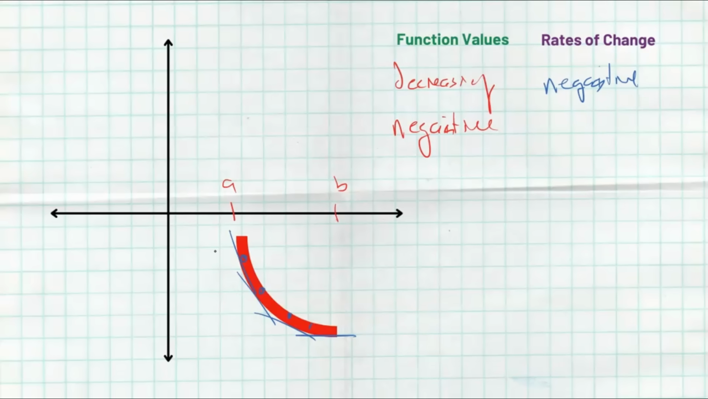Now, how are they changing? Well, they're actually getting less and less negative. Here we're really negative. Here we're still negative, but less negative. Here we're, again, negative, but less negative. So our rates of change are actually increasing because they're becoming less and less negative, and that's concave up.